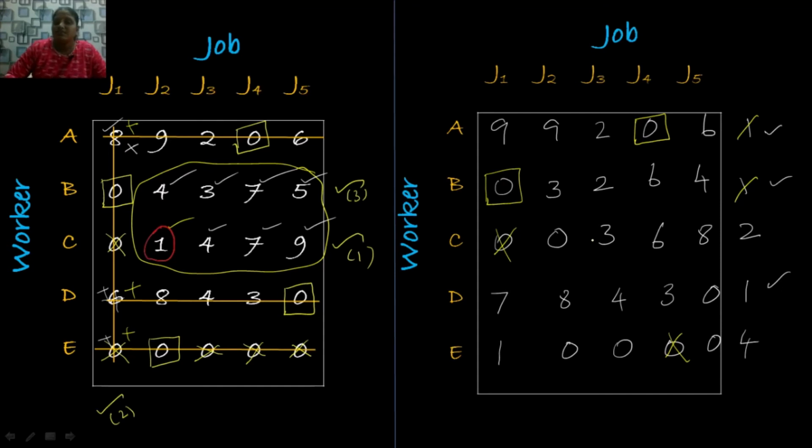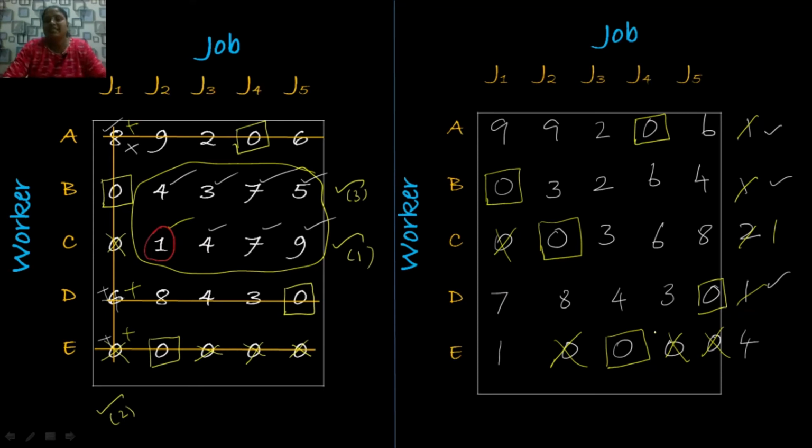The next we have to, since it has only 1 zero, I am going to give my next assignment at the third row at this position. So after making assignment, cross the remaining 0 elements in the same row and column. And next I am going to give my next assignment for the fourth row, since it has only 1 zero. So after making assignment, cross the remaining 0 elements in the same row and column. So last assignment is at this position.